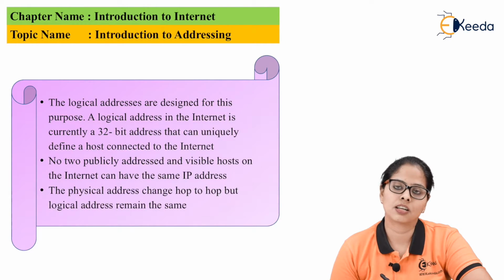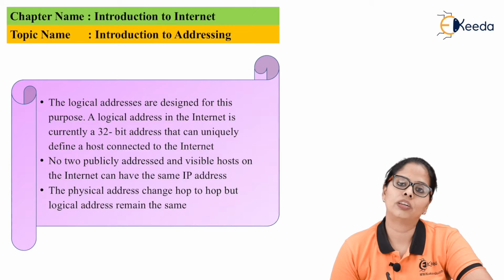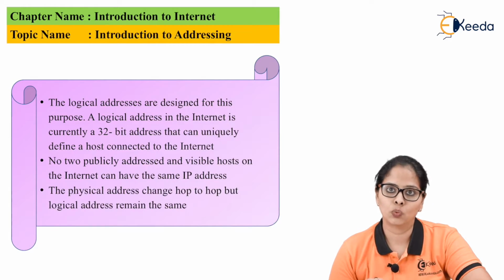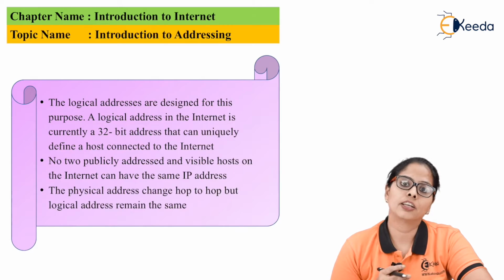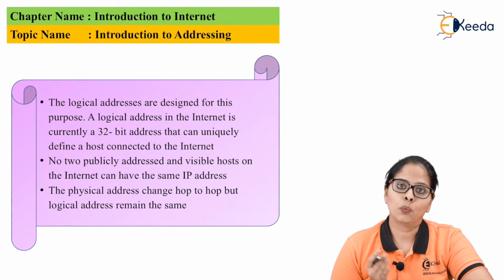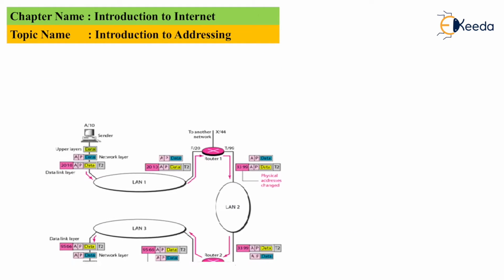So just now we discussed that two hosts cannot have the same IP address. The physical address changes hop to hop, but the logical address will remain the same. So why did we come up with logical addressing? Because as you change the network, it is possible that your physical address goes on changing, whereas the IP address will remain the same throughout the network.